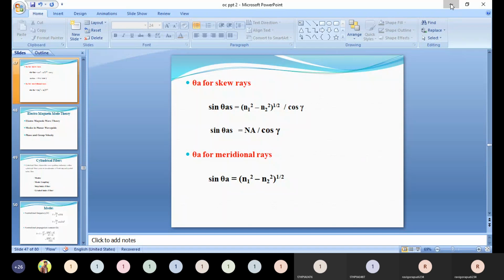Here the actual formula is NA by N naught into cos gamma. But here N naught, we are taking as air. That's why there is a 1. So for air, that is 1. Clear? Then in the same manner, another problem.